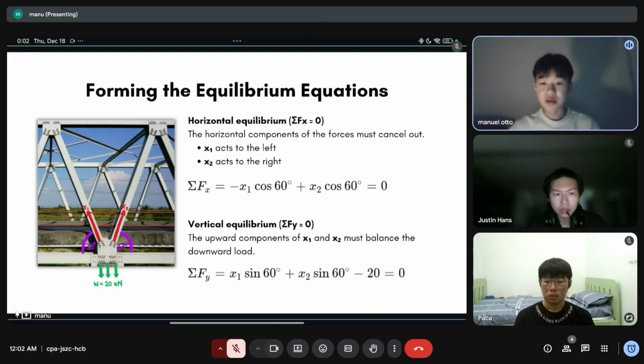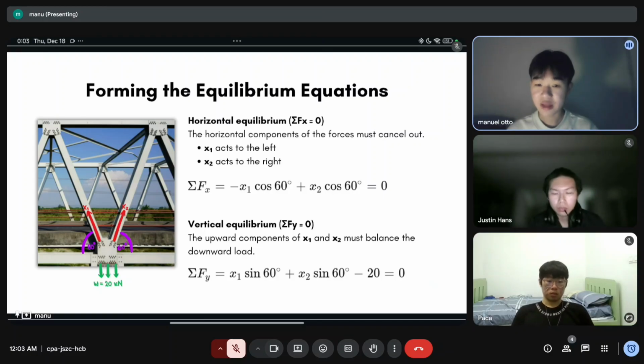Next, we form the equilibrium equations. For horizontal equilibrium, the horizontal components of the forces must cancel out. One force acts on the left and the other acts on the right, so their cosine components balance each other. For vertical equilibrium, the upward components of both forces must balance the downward load of 20 kilonewtons. These two conditions give us two linear equations.